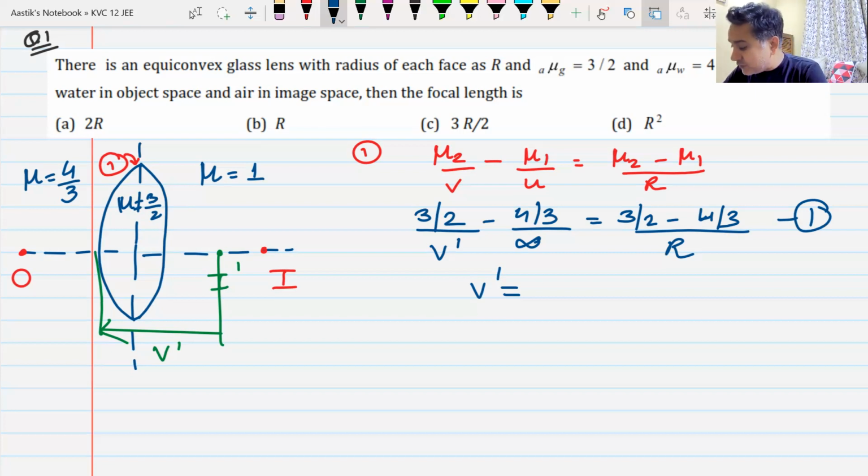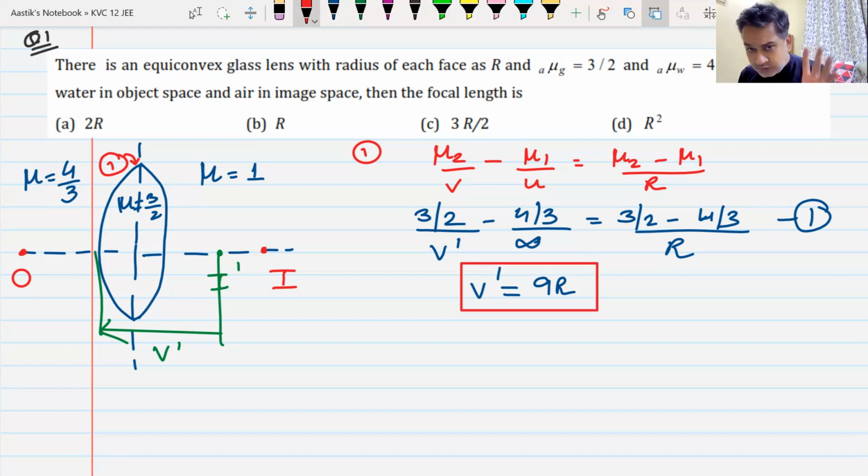The value of V dash from here is going to come as 9R. Now, this image will act as an object for the second surface. Do we understand this? Yes, sir.